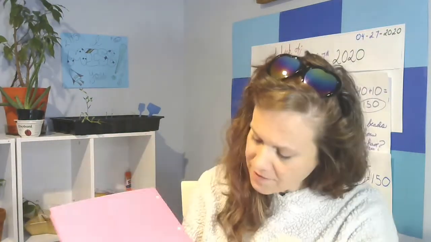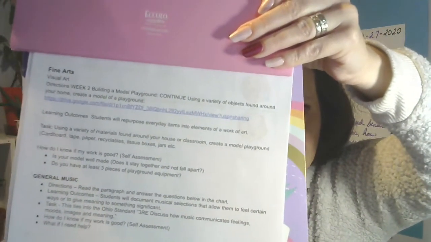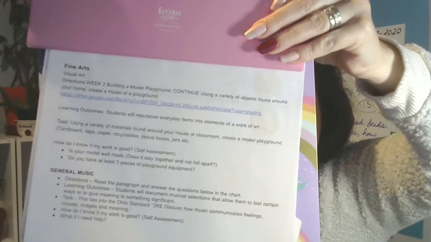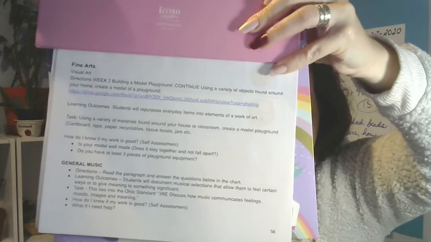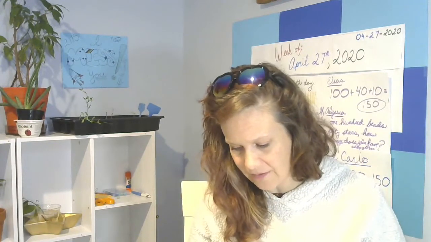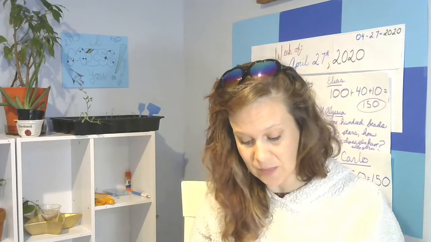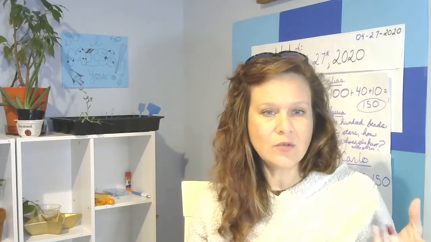At the bottom of this next page is your fine arts assignment, and this one is a continuation from last week. It says directions week 2, build a model playground. Continue using a variety of objects found around your home to create your model playground. And so I believe it says, do you have at least 3 pieces of playground equipment? So if you don't have at least 3, you need to get at least 3. But if you already have 3, then you can add some more details. Try to think up a new element for your playground.